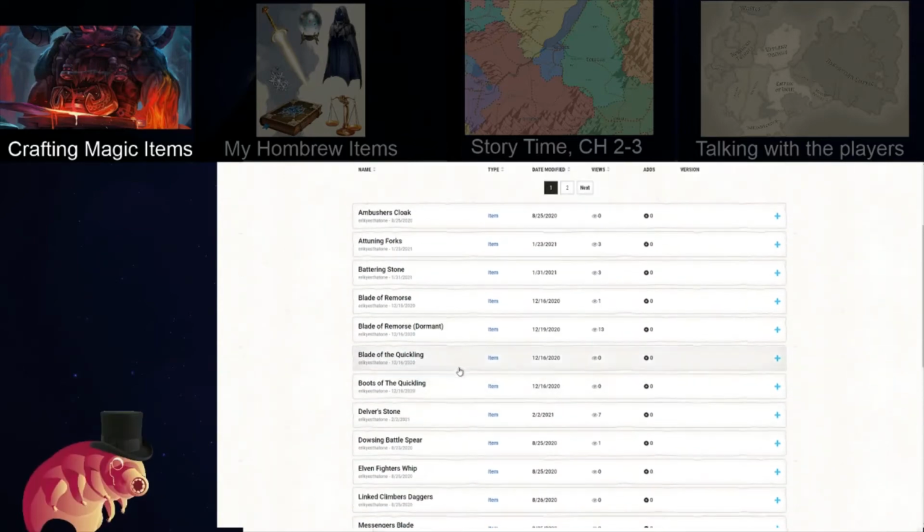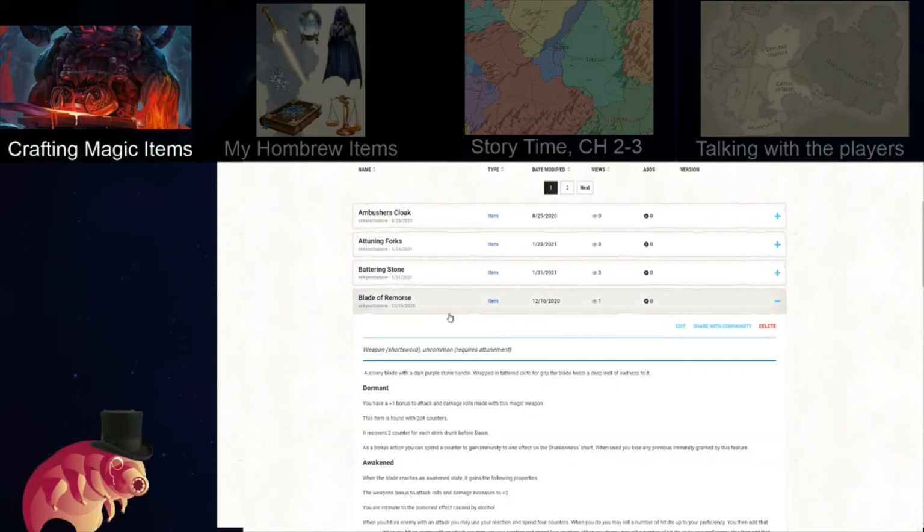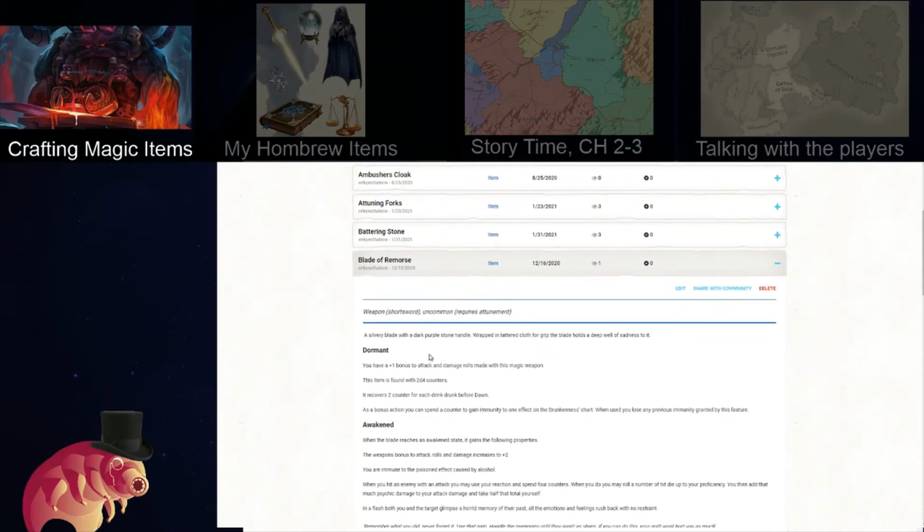Now, the other one, which also has a very interesting name, is called the Blade of Remorse. Now, first thing to discuss about the Blade of Remorse is I partly stole the idea of vestiges when making this. For anybody who doesn't know, vestiges were kind of a magic item concept brought forth by one Matt Mercer, the DM who is in charge of the show Critical Role.